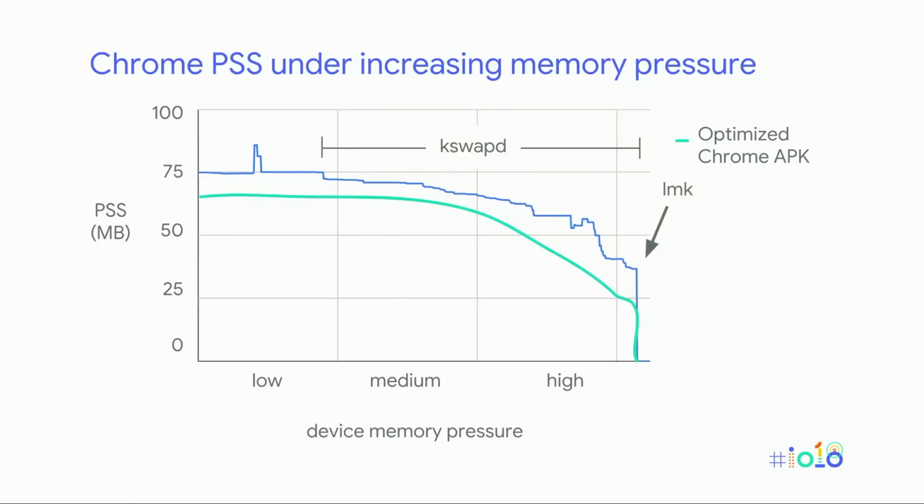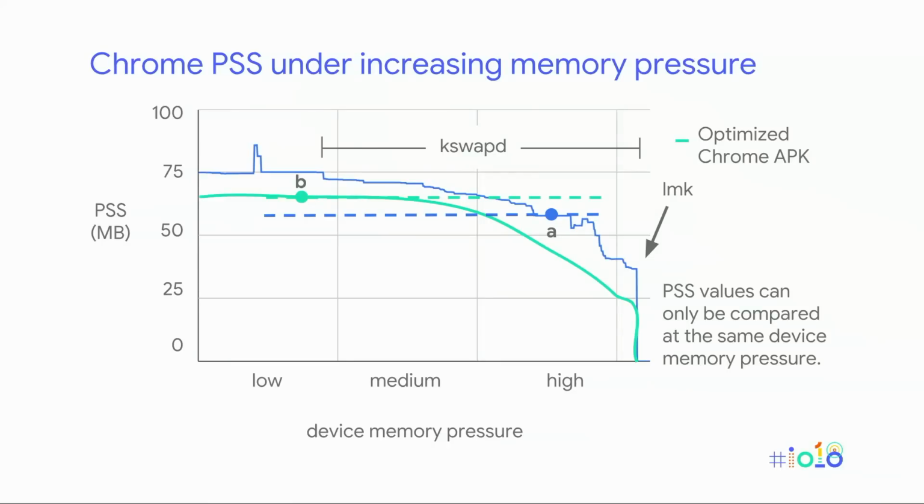Imagine I've come up with this optimized version of the Chrome APK, and it has this lighter blue line for the memory profile. I'm confident that this is an optimized version of the APK from a memory standpoint, because for every level of device memory pressure, it uses less memory. But if I'm doing a test, and I sample the PSS of the original Chrome version at point A, but I sample the PSS of the supposedly optimized Chrome version at point B, and I compare, and I say, oh, well, A is less than B, so A has less memory, I might falsely conclude that the original version of Chrome is better than my optimized version.